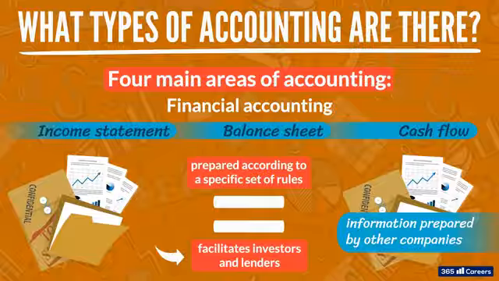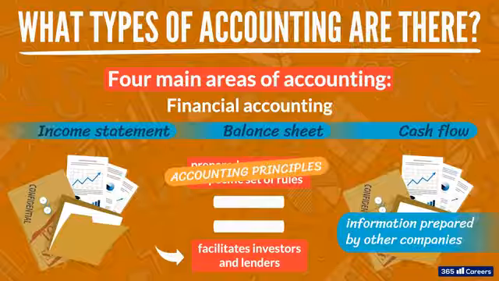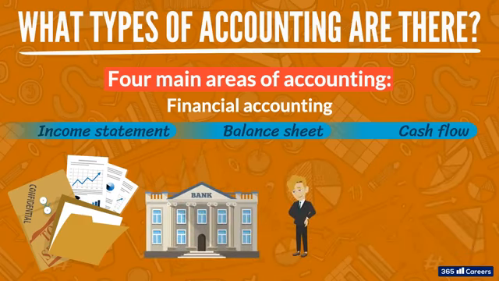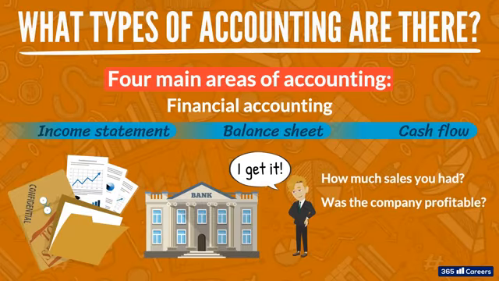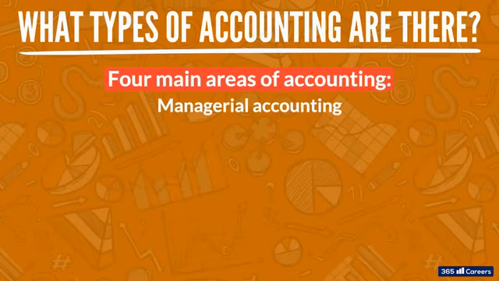Financial statements are prepared according to a uniform set of rules called accounting principles. The aim of these reports is to allow externals, like banks and investors, to get an idea of your business. How much sales you had? Was the company profitable? How was it financed? And so on. The third type of accounting is managerial accounting.